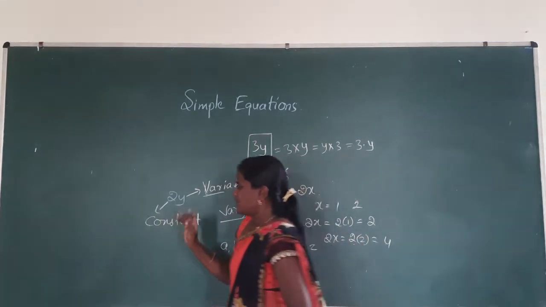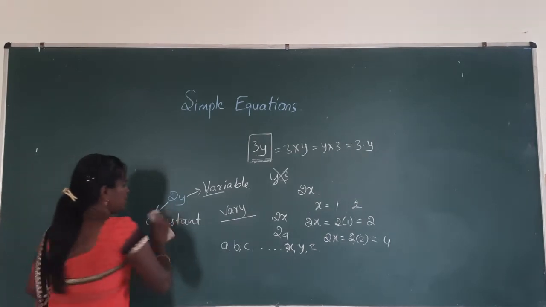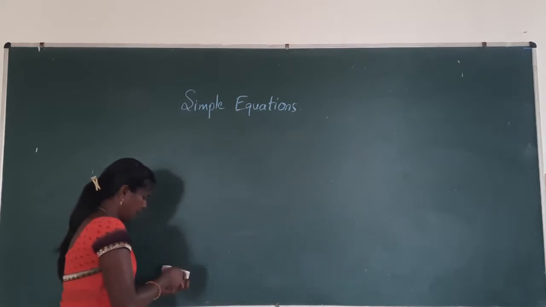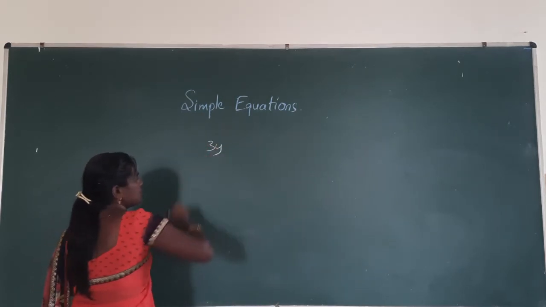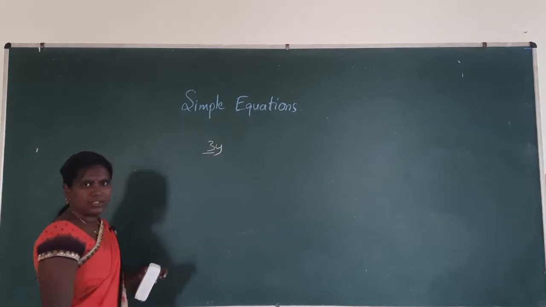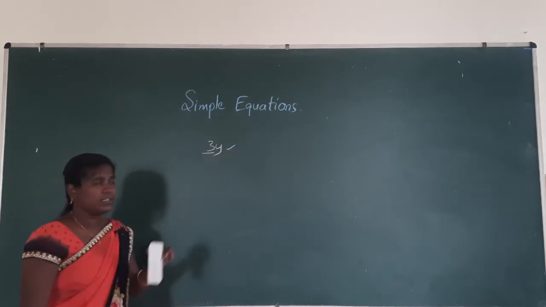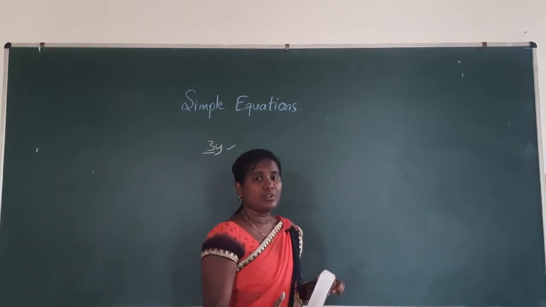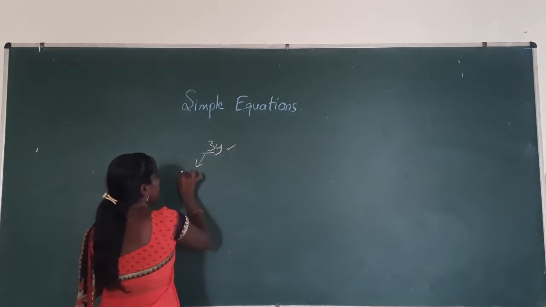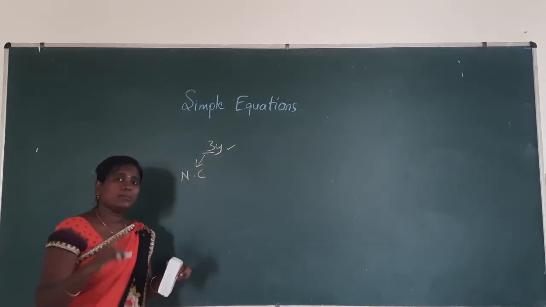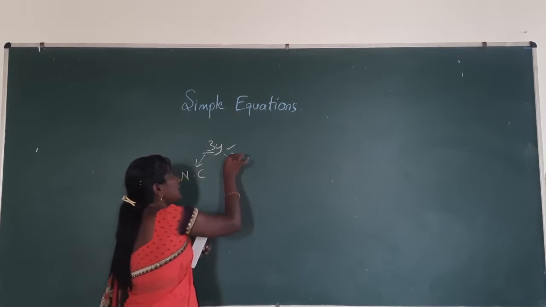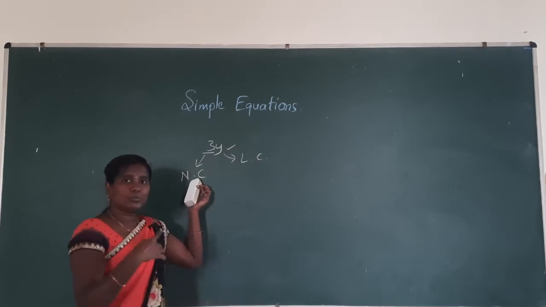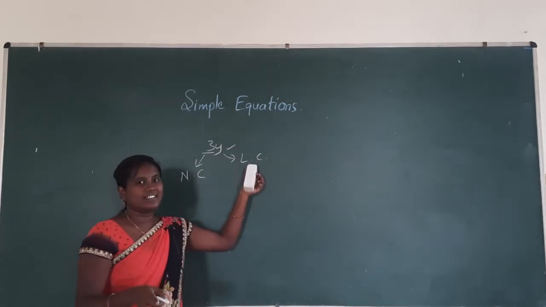Okay. After this, here in these examples we have considered 3y. In this, 3 is a constant and y is a variable, isn't it? This 3 is also called the numerical coefficient. Do you remember? 3 is the numerical coefficient. Numerical means number, right? Then y is called the literal coefficient. So this is the numerical coefficient and this is the literal coefficient.